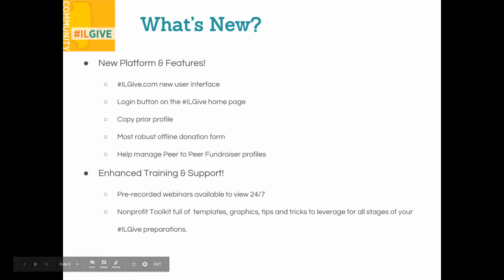All right. So like we said, there are a few new enhancements from last year that we're really, really excited about. First, algive.com has a brand new user interface. It's very simple and clean, but also has a really great modern look to it too. You can conveniently log into your profile directly through the algive.com homepage. And if you participated before, you can actually copy over your profile from a previous year. You might want to update a picture or two just to make your profile a little bit more up to date. But this will definitely save you a lot of time when you're putting together your campaign for 2018.